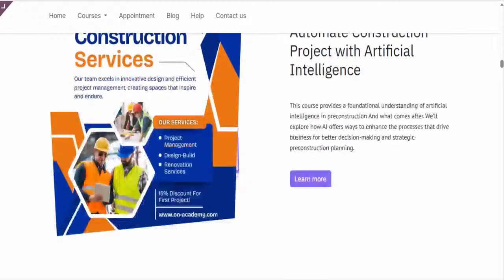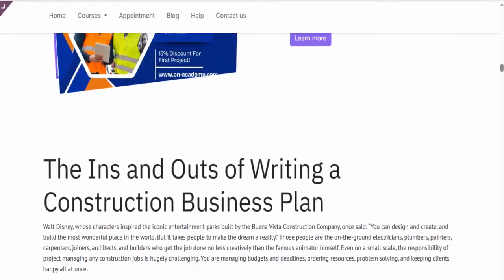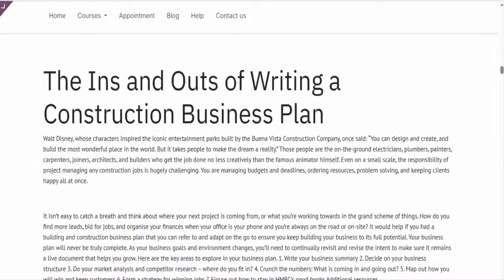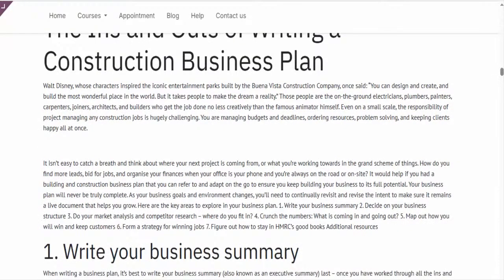The ins and outs of writing a construction business plan. Walt Disney, whose characters inspired the iconic entertainment parks built by the Buena Vista Construction Company, once said, "You can design and create, and build the most wonderful place in the world. But it takes people to make the dream a reality."